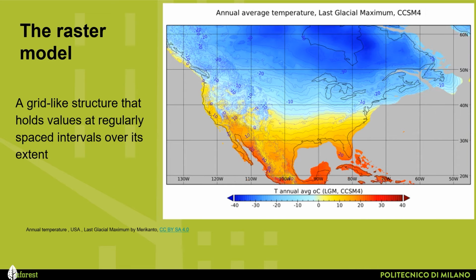Let's see the raster model. The raster data model is a widely used method of storing geographic data, and it is the most common in GIS servers. It most commonly takes the form of a grid-like structure that holds values at regularly spaced intervals over its extent. Rasters are especially well suited for storing continuous data such as temperature and elevation, but they also are useful for discrete and categorical data such as land use and land cover data.